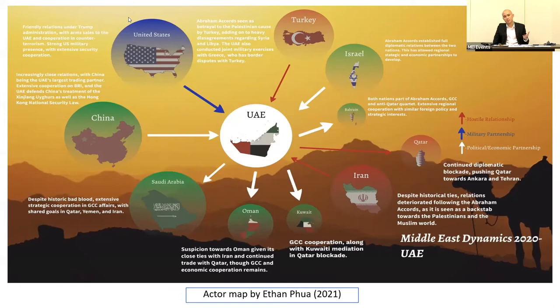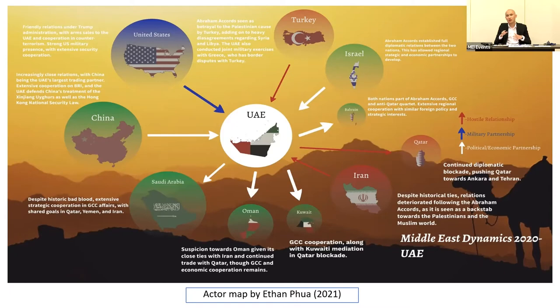Qatar, of course, that blockade has since been resolved. Iran now, interestingly, there has been rapprochement by Gulf states towards Iran. Kuwait just reinstated its ambassador back to Tehran. And Saudi Arabia is undergoing talks with Tehran as well. And then you have the UAE recently announcing that it would reinstate its own ambassador to Tehran. So we'll see how regional dynamics shift, I guess, in that sense that this was a 2020 actor map, but this has now significantly changed.